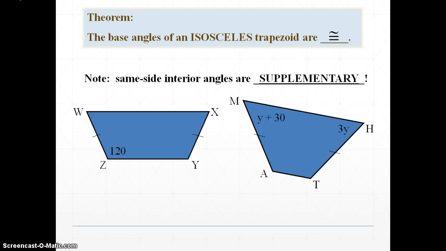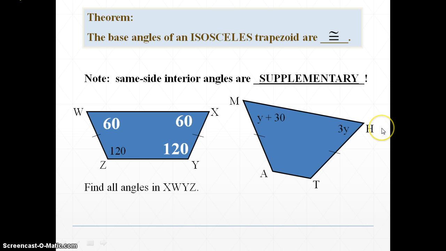Same side interior angles are supplementary. So, same side interior angles are on the same side, and they're on the inside of the parallel lines. So, here and here would be same side interior. W and Z would be same side interior, which means they would be supplementary. Find all the angles in X, W, Y, Z. Well, if angle Z is 120, I know that angle Y is 120 because they're base angles. I also know that W and X are supplementary to 120 because they're the same side interior angles. So both of those are going to be 60 degrees.